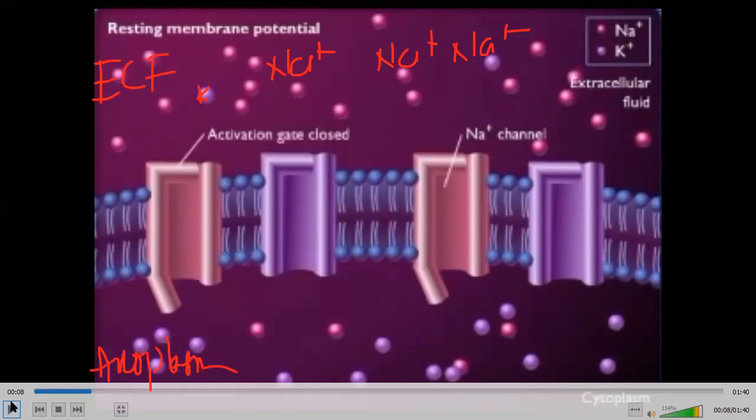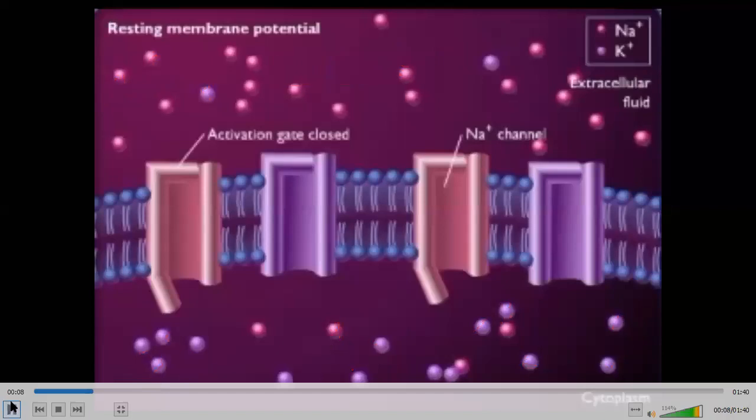Inside, who is more? Potassium ion. See those violet balls, they are all potassium ions. Some sodium ions are there, isn't it? That means for every 10 sodium ions outside, one sodium ion inside. For every 30 potassium ions inside the axoplasm, one potassium ion outside. So that is the condition. Okay, let's continue. What happens after this? Let us see.